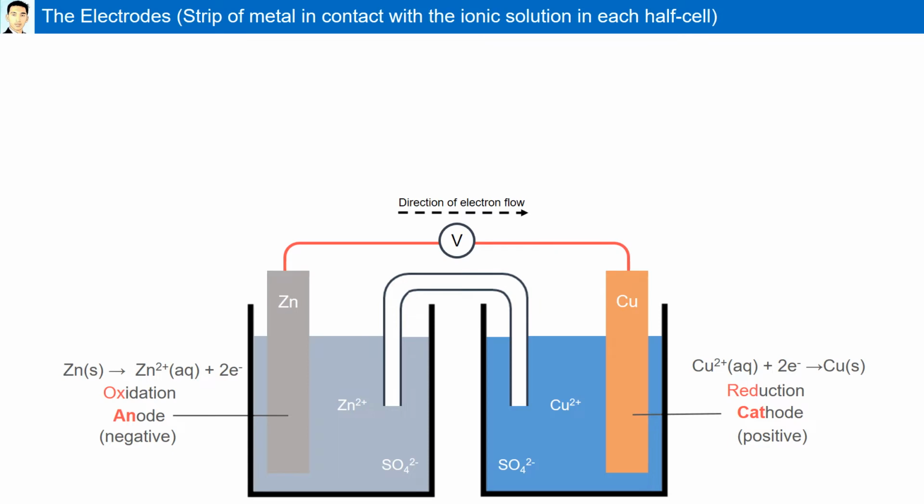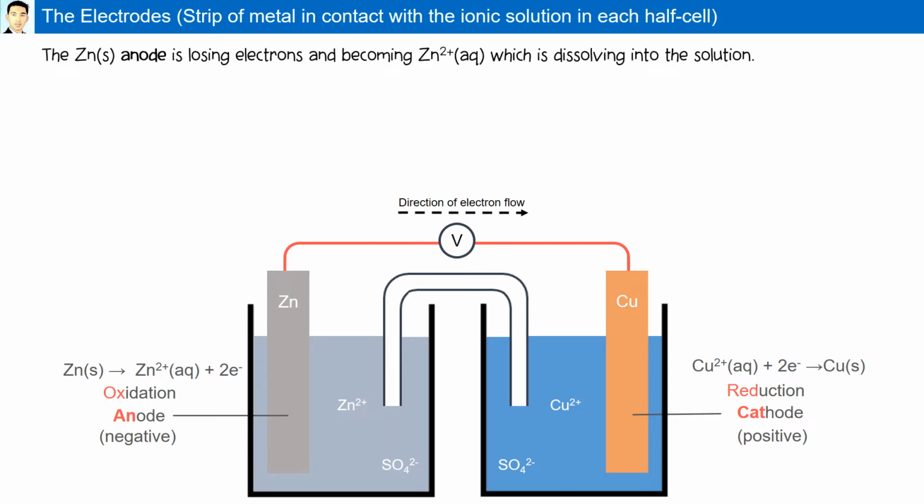The electrodes. The electrodes are strips of metal which are in contact with the ionic solution in each half cell. Here we have a zinc electrode which is undergoing oxidation and is known as the anode. And here we have a copper electrode which is undergoing reduction and is known as the cathode, since electrons are flowing from the zinc to the copper.